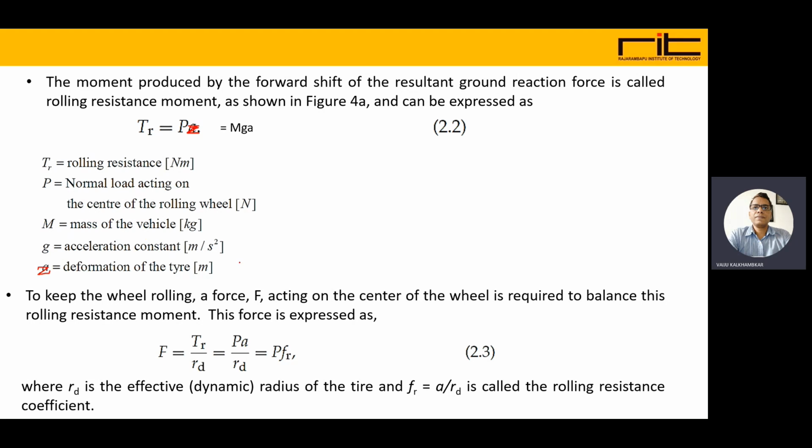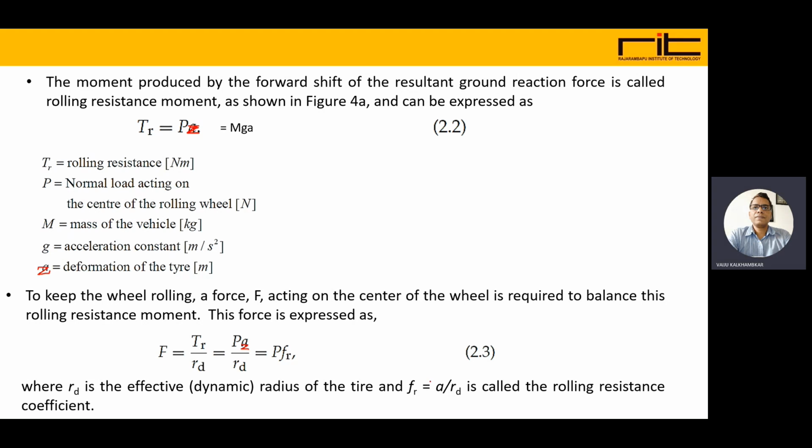To keep the wheel rolling, a force F acting on the center of the wheel is required to balance the rolling resistance moment. So this force can be expressed as F is equal to this torque TR divided by Rd, where Rd is the effective, called the dynamic radius of the tire. In the moving condition, the radius of the tire will change, and that is the dynamic radius considering the deformations, and it can be written as TR divided by Rd, and that is nothing but PZ, if deformation is taken as Z, PZ divided by Rd.